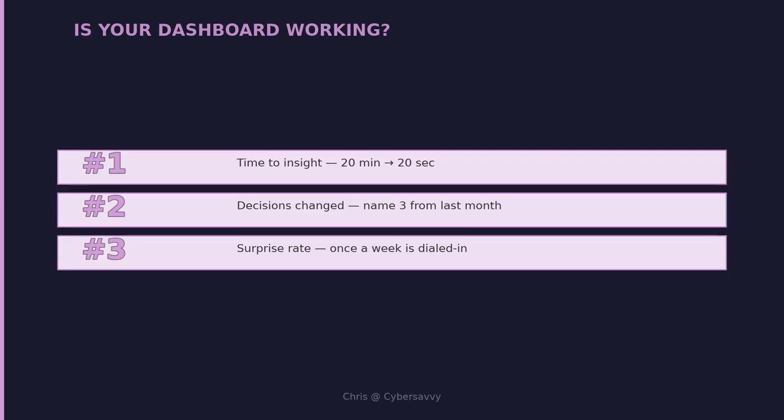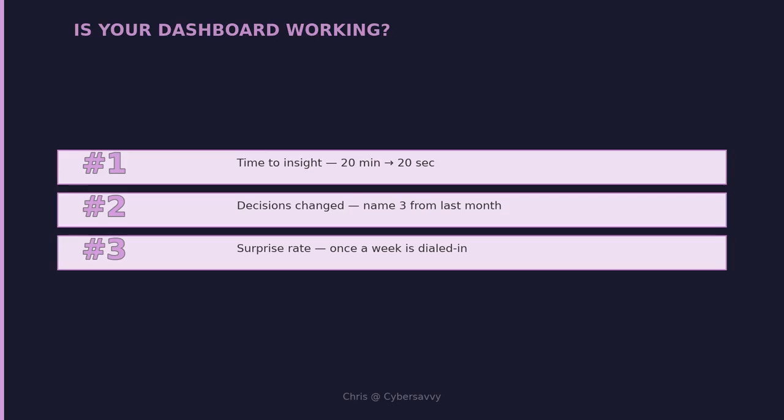How do you know your dashboard is actually working? 3 signals. Signal 1, time to insight. Before the dashboard, how long did it take you to answer a question like what was our cash position last Wednesday? If the answer used to be 20 minutes and now it is 20 seconds, you have won.